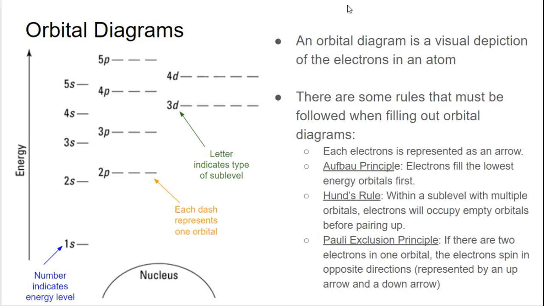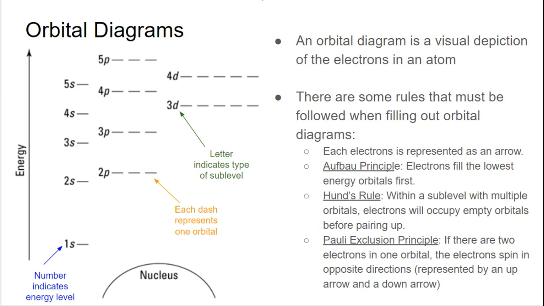When filling out an orbital diagram, there are some rules that must be followed. The first rule is that each electron is represented by an arrow. The second rule is known as the Aufbau principle, which tells us that electrons always fill the lowest energy orbitals that are available first. The next rule is Hund's rule, and it applies when we have a sublevel, such as a p sublevel or a d sublevel, with multiple orbitals and multiple electrons. Hund's rule tells us that electrons will always tend to spread out and occupy empty orbitals before they pair up.